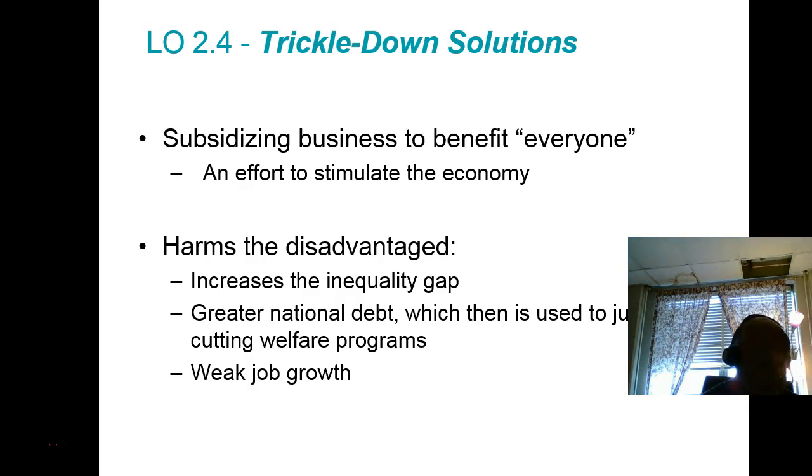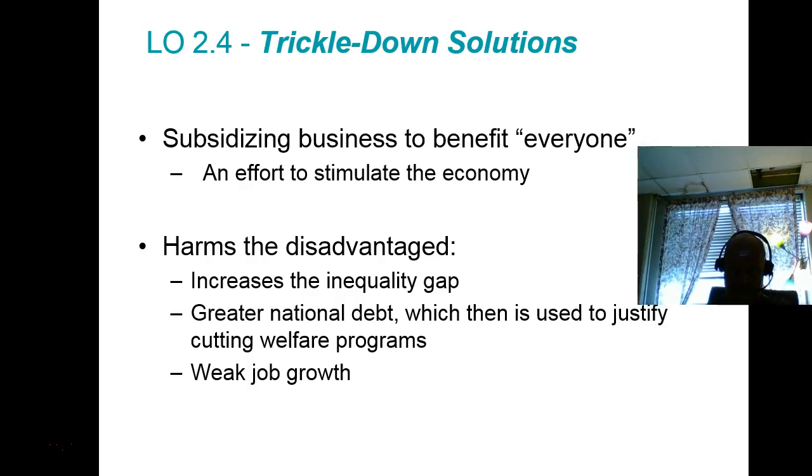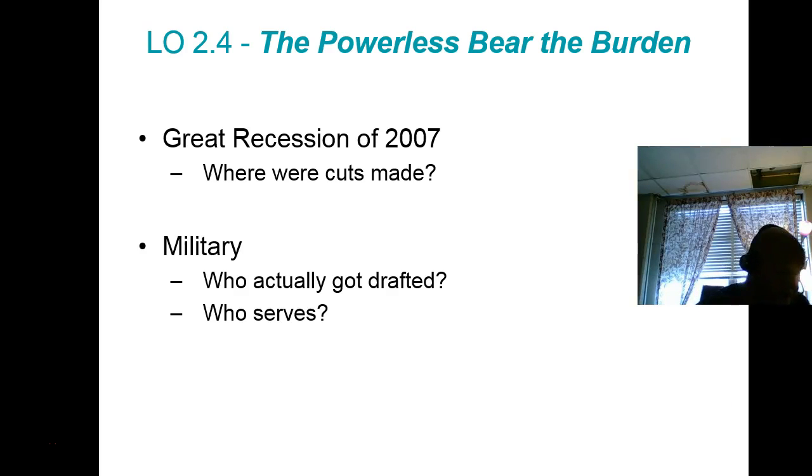The government could help the disadvantaged, but trickle-down solutions fall under the idea that helping businesses helps everyone else. Trickle-down solutions actually cause harm. Tax breaks to the wealthy help the wealthy become wealthier, increasing the gap. Trickle-down solutions create greater national debt. When the debt is higher, government cuts are made to programs that help the disadvantaged. And trickle-down solutions have actually shown a very weak correlation between job growth and helping the wealthy. So typically, social programs for the disadvantaged were targeted, but not subsidies for businesses or tax breaks for homeowners.